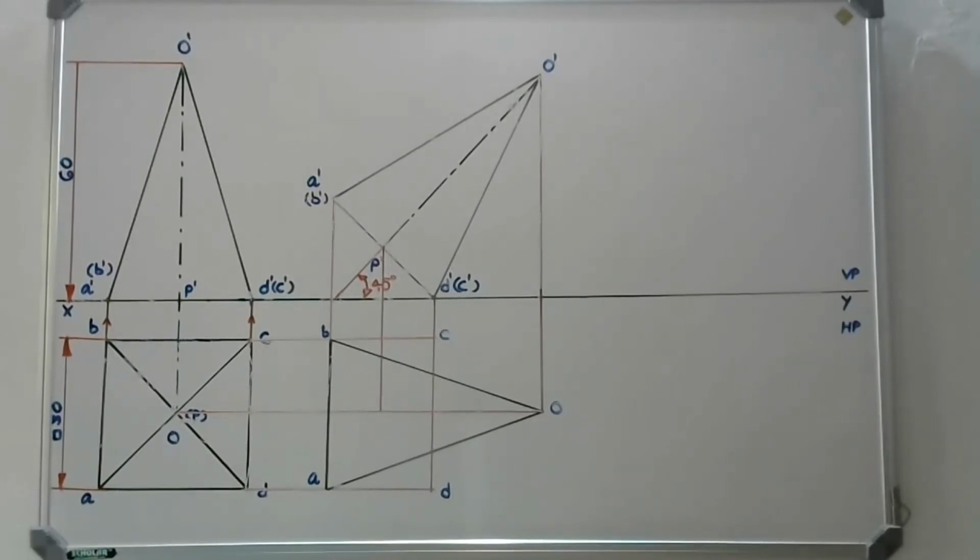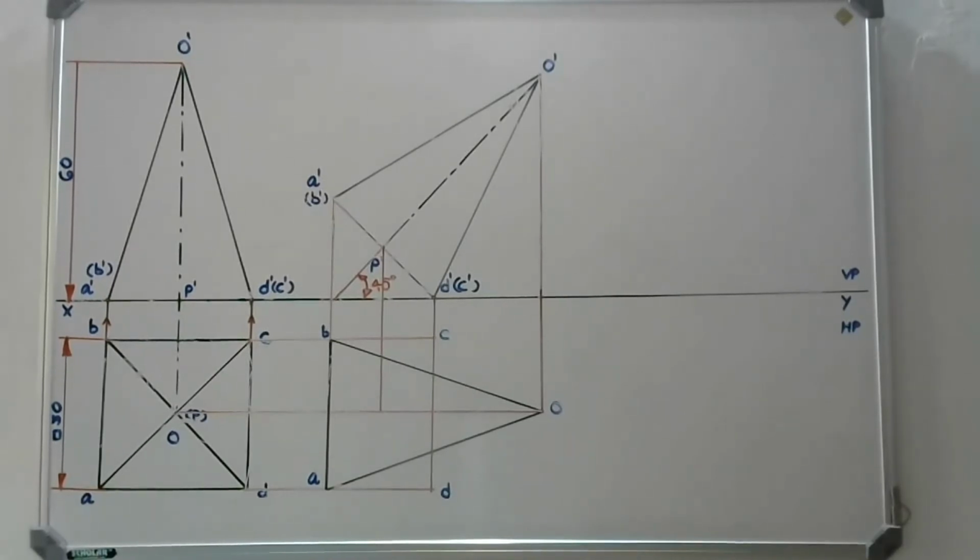In the first front view, the axis of the pyramid is at 90 degree. In the second case, the axis of the pyramid is at 45 degree and the base edge is on the horizontal plane. For that condition, we are tilting the first front view such that the resting base edge D dash C dash is on the horizontal plane and the axis is tilted to 45 degree.